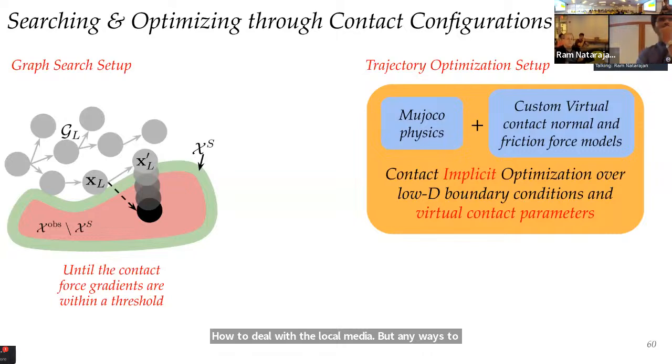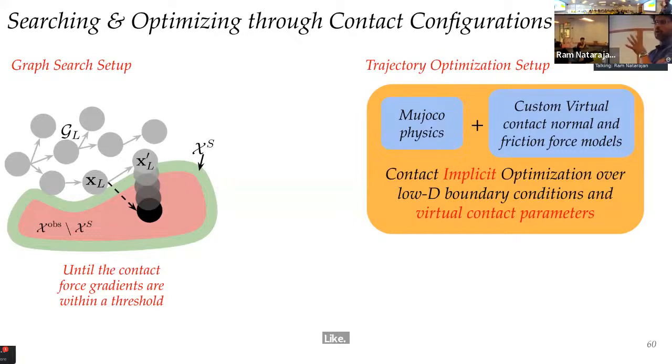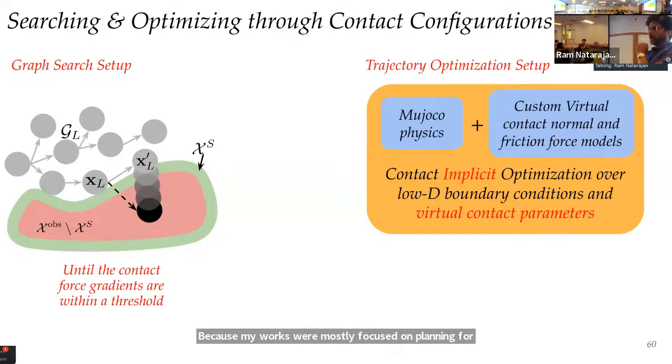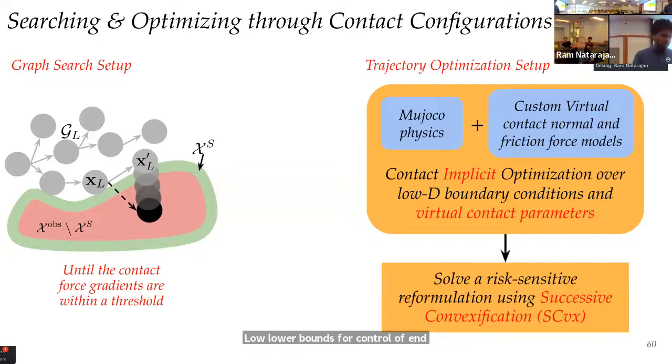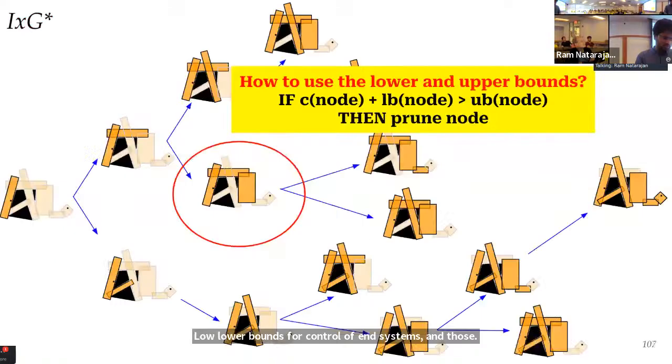Because my work was mostly focused on planning for dynamical systems, I did some work on heuristics. I didn't talk about this on this slide, but INSAT star has heuristics that are computed assuming a separable cost structure for control affine systems. So it boils down to making assumptions about the system. Control affine is a very reasonable assumption, and we developed lower bounds for control affine systems. I had it maybe as a backup slide.